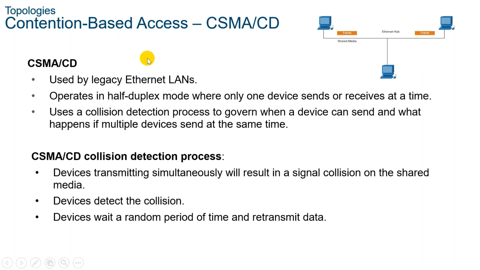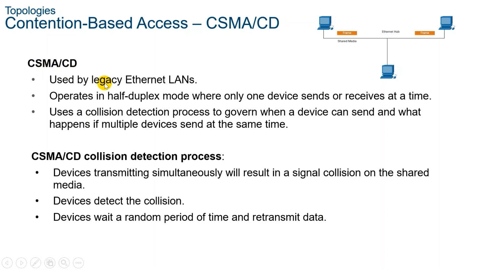Let's start with the contention-based access. Under contention-based, we have two: CSMA/CD, or carrier sense multiple access with collision detection, and CSMA/CA, carrier sense multiple access with collision avoidance. CSMA/CD is used on a legacy Ethernet LAN. So if you are using a wired LAN, it uses CSMA/CD.